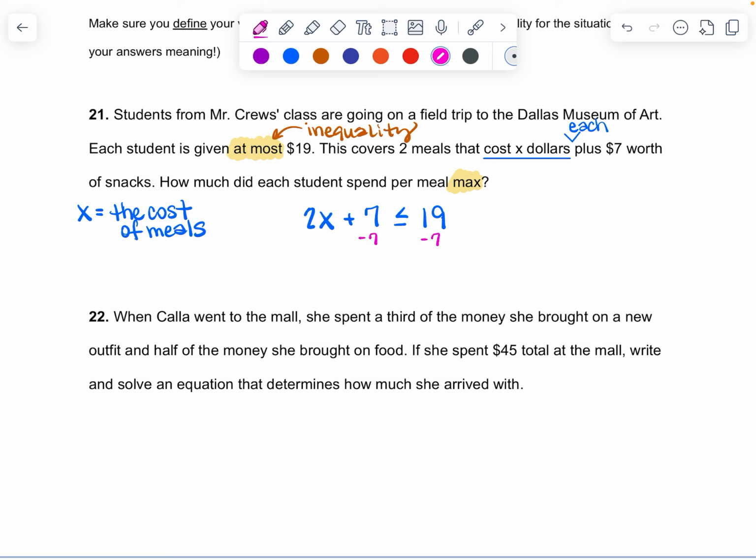It's just a normal little two-step algebra inequality, right? So we're going to subtract the 7 to the other side, which gives us, I'm going to have to go over here. So 2x is less than or equal to 12. And then, of course, we'll divide both sides by 2 to get that 2 multiplier out of the way. So x is less than or equal to 6. And you must have a label on any application or story problem. 6 what? $6. Right? So you can spend at most $6 per meal max. Okay.